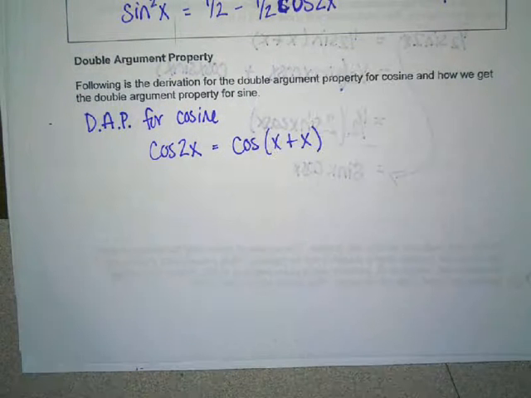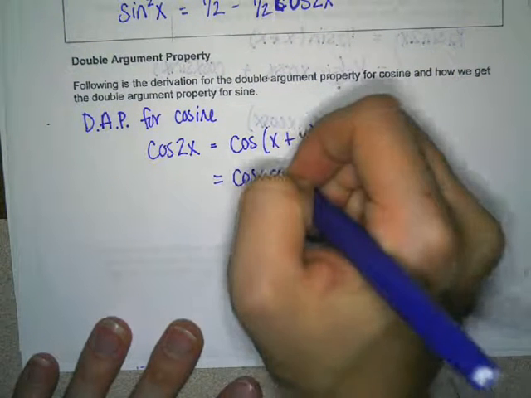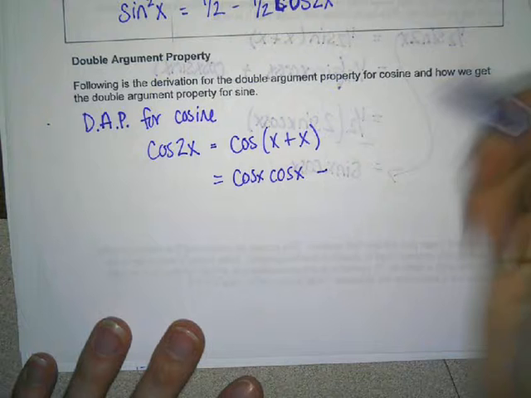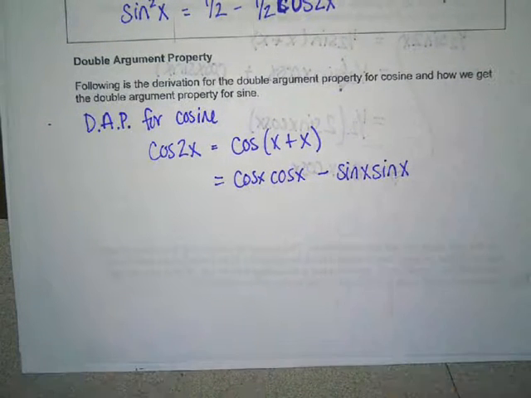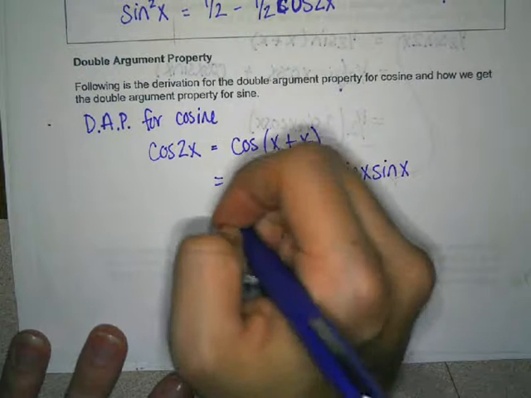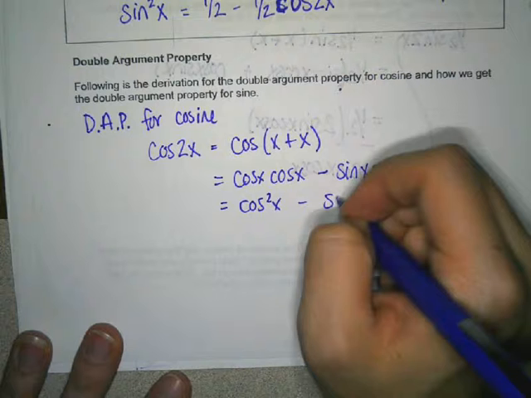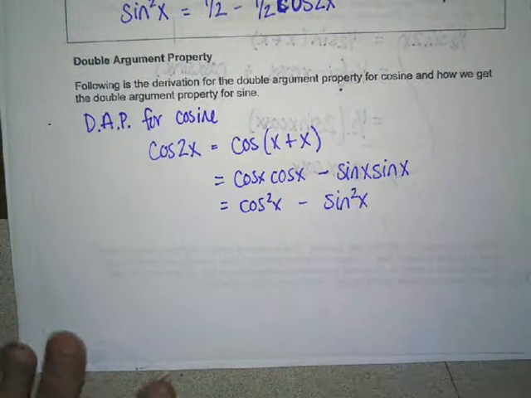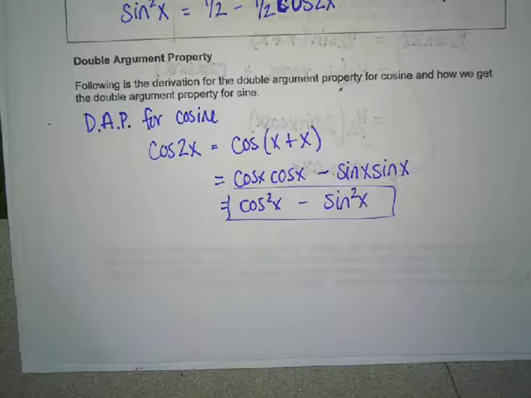And then cosine of x plus x, we could rewrite as cosine x cosine x minus sine x sine x. And then because the arguments are the same in both cases, you can write cosine x cosine x as cosine squared x, and sine x sine x as sine squared x. So this is one way that you will see the double argument property for cosine.